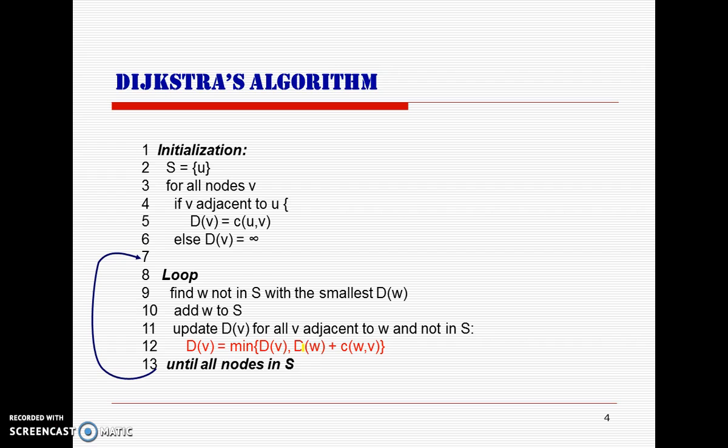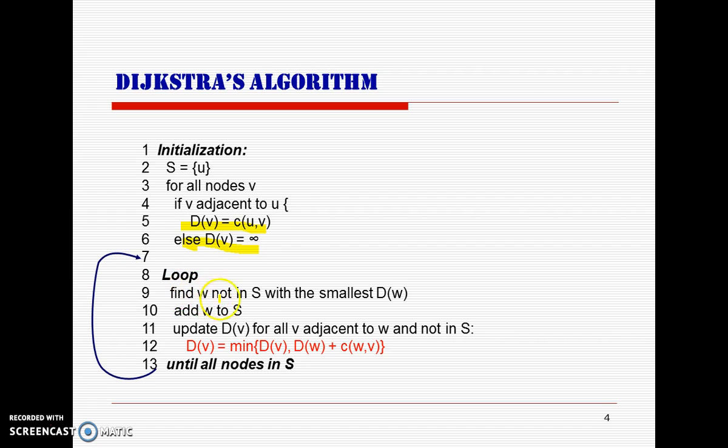Now these are the steps of the Dijkstra algorithm applied in this problem. Initialization: s equals u, and for all nodes v, if v is adjacent to u, then d of v equals c of u comma v, else d of v equals infinity. Next, it goes into the loop.